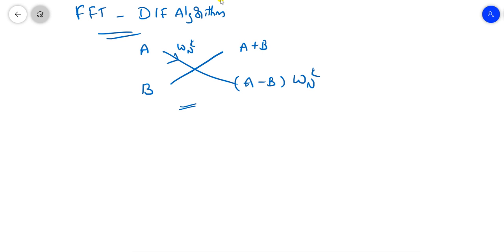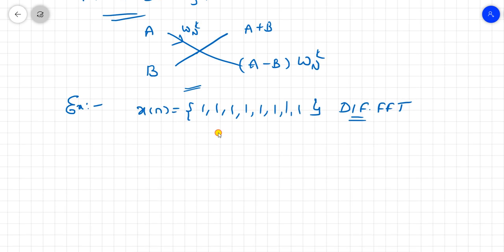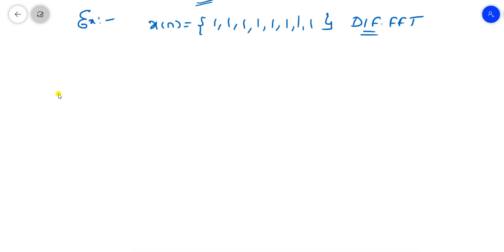Now I'm going to explain this DIF FFT algorithm by using the same example as the previous video. Compute the x of n sequence by using the decimation in frequency FFT algorithm. It also consists of nearly 10 steps. Those steps are very important, so just remember those steps.